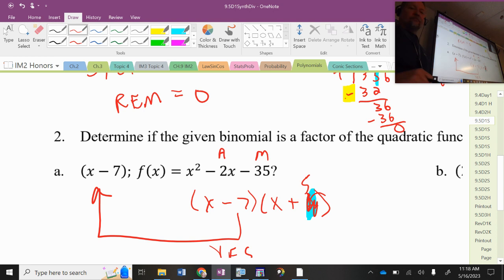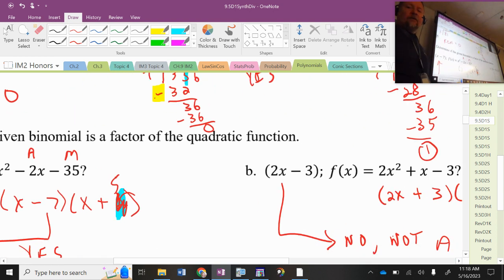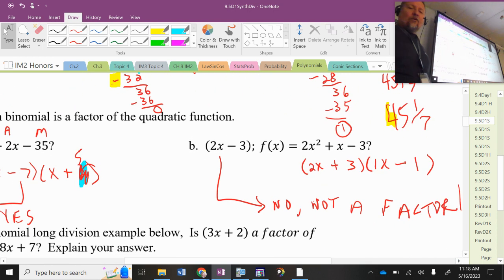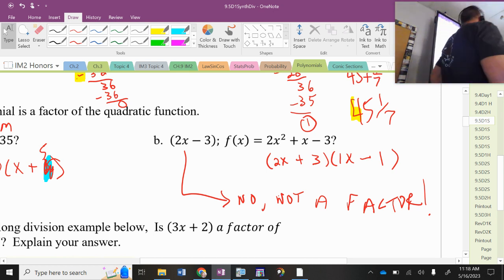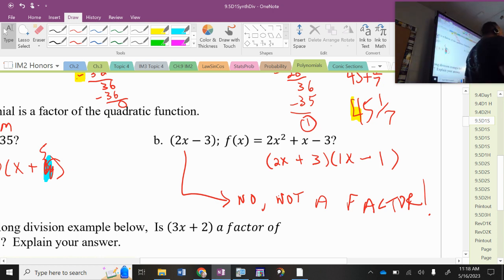Next one, just to not overdo this, is 2x minus 3 a factor of 2x squared plus x minus 3? You don't have to write this down. Factor that one. Good foilers, say it. We still have people that can't do this. 2x times x is 2x squared. Negative 2x and 3x is 1x.